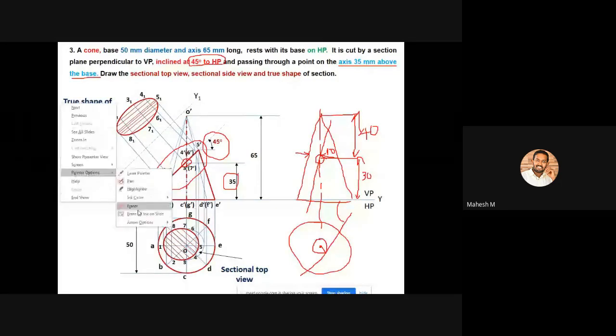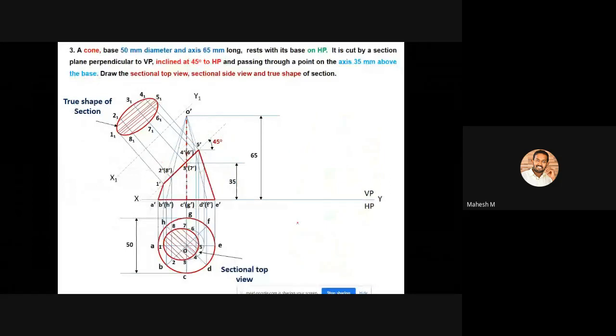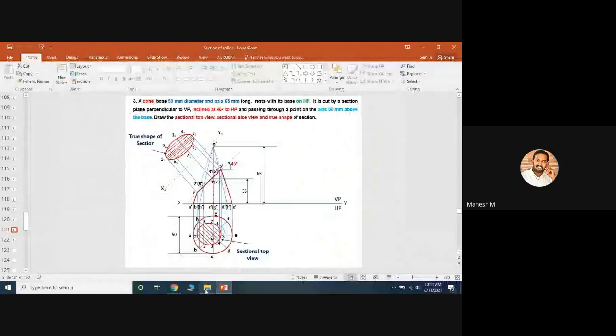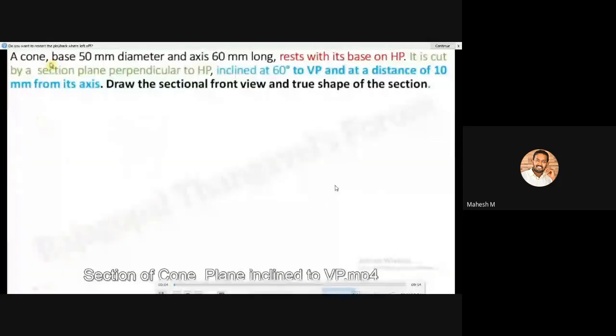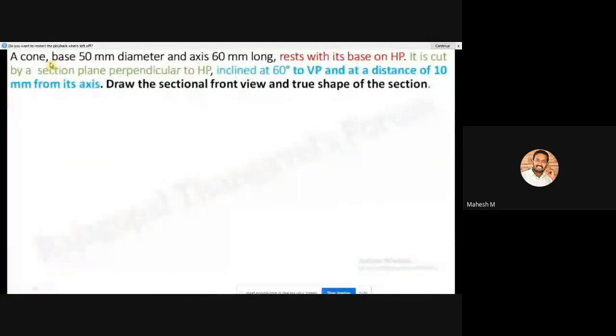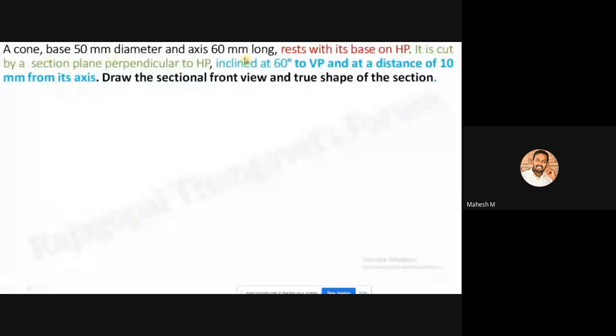Okay, so I'm going to discuss one of the problems related to inclined to VP with the help of a PPT, so with the help of video. So I'm going to play this video. So it is a section of cone. Okay, a cone. Please, I'm going to read out the problem first. A cone, base 50 mm diameter and axis 60 mm long, rests with its base on HP. So base is on HP, so your top view will look like a circle.